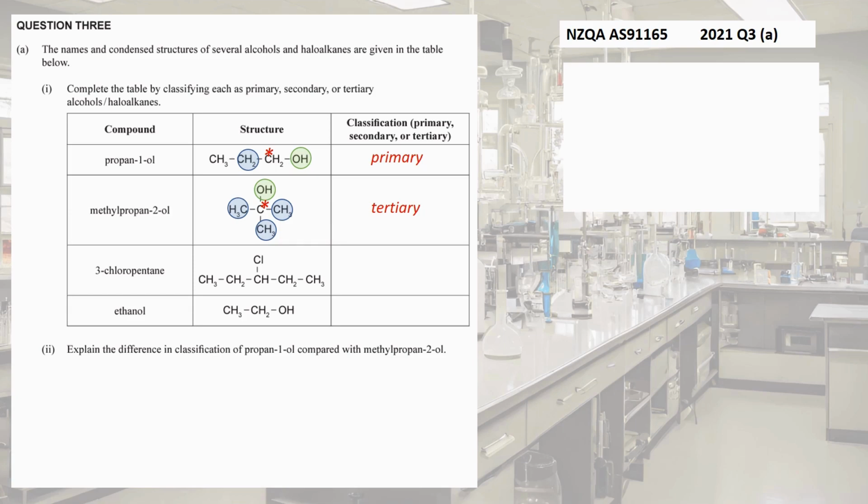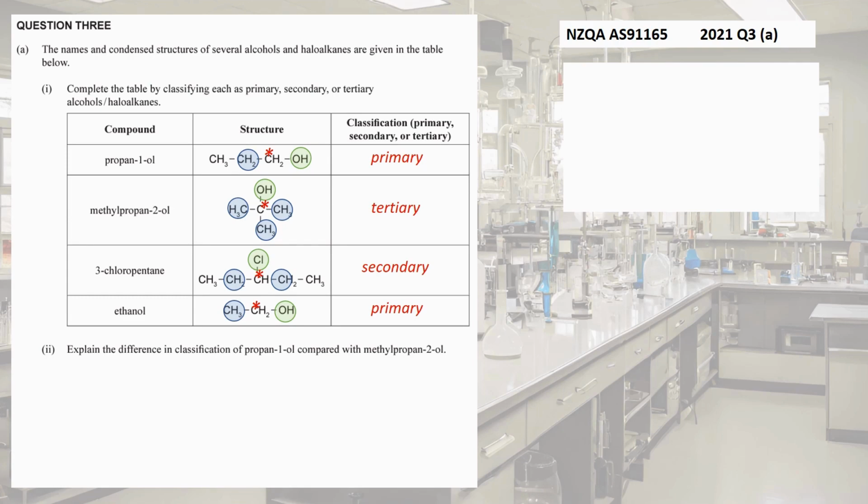So the next one is a haloalkane. There's a chloro group there, a chlorine atom joined to the carbon. We'll still circle that. That's the functional group. Asterisk the carbon that it's joined to, and then we've got 1, 2 carbons attached to it. That is a secondary. Last one, OH on the end of a molecule. It's going to be primary. As we can see, this carbon is only attached to one other carbon.